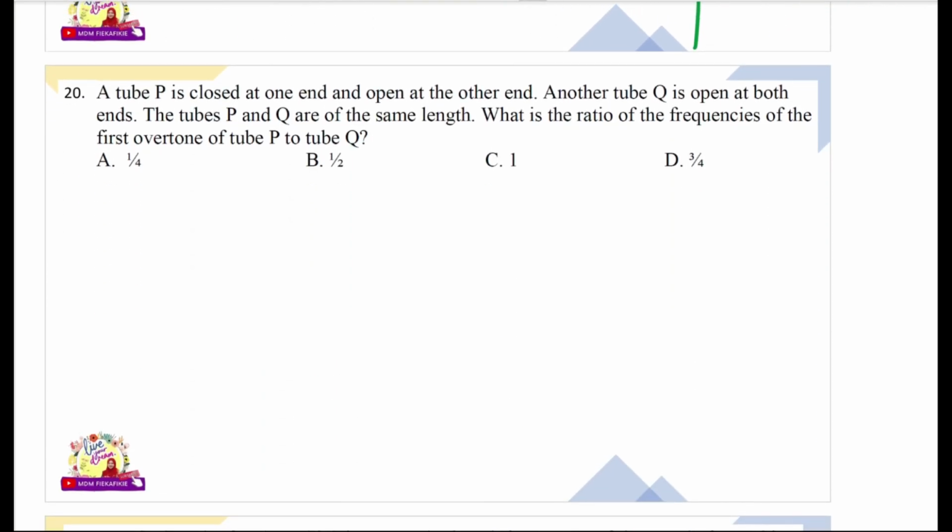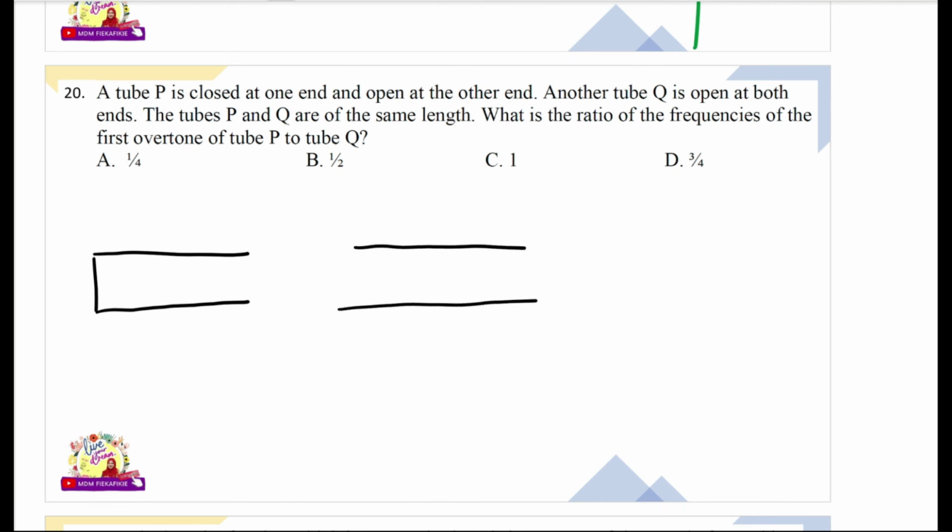Okay, so we have a tube P is closed at one end and open at the other end. So this is the closed pipe. So saya ada satu closed pipe kat sini, P. And then Q is open at both ends. Okay, and they are same length. So saya ada satu lagi kat sini. Okay, ini Q. Di mana soalan kata length untuk P sama dengan length Q.